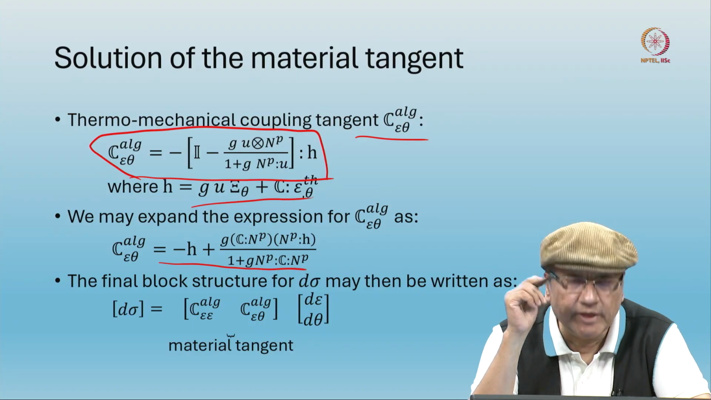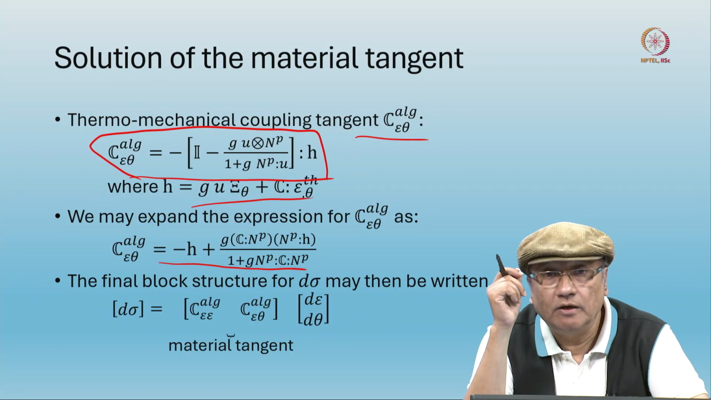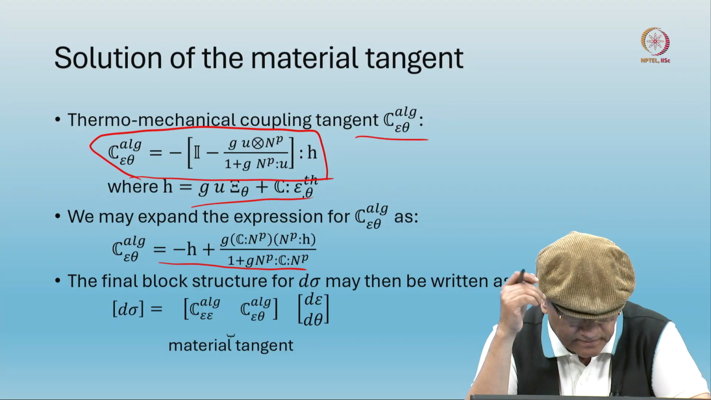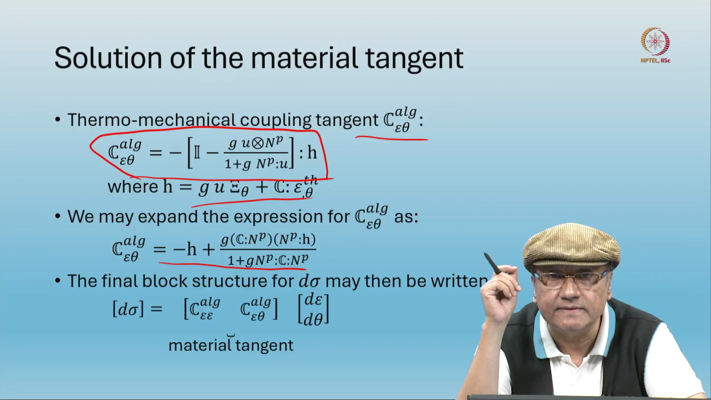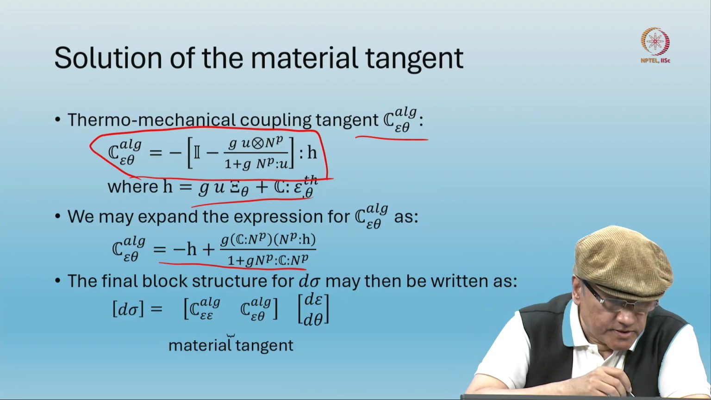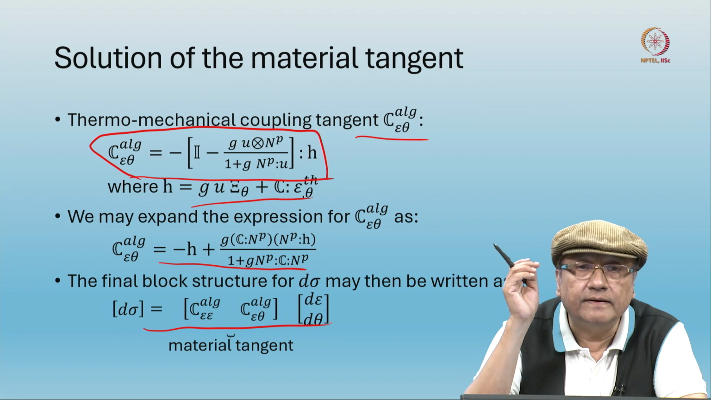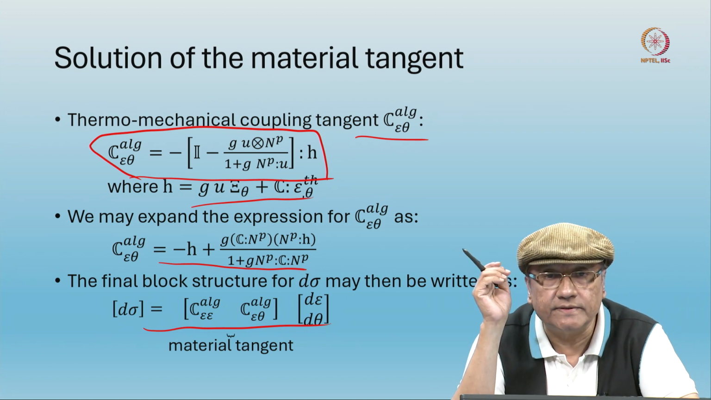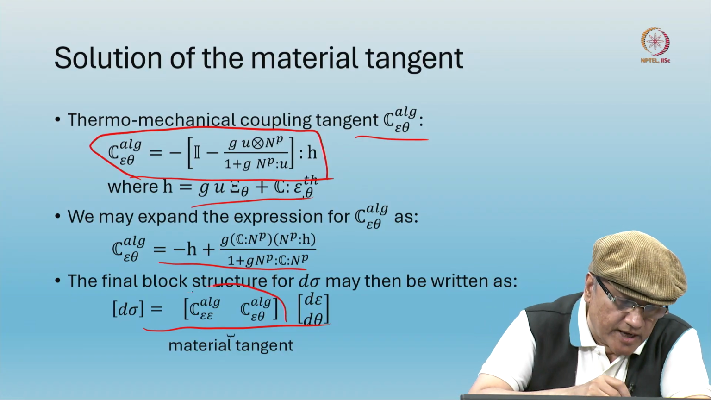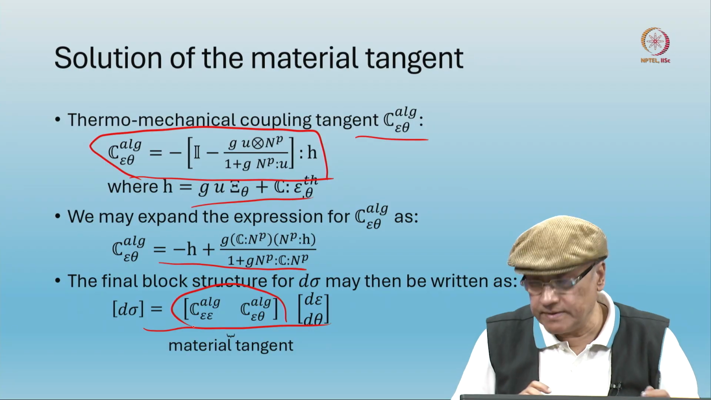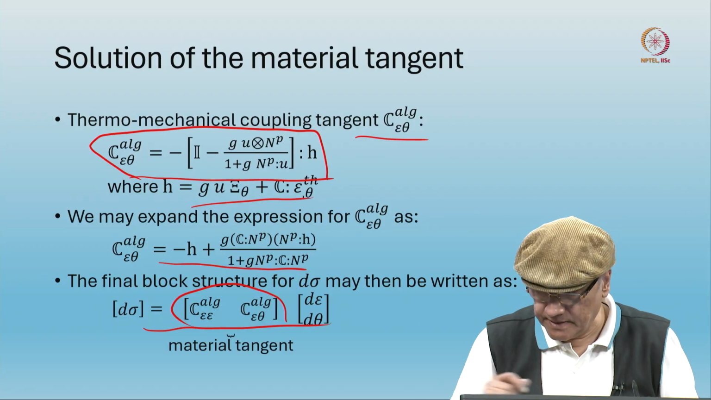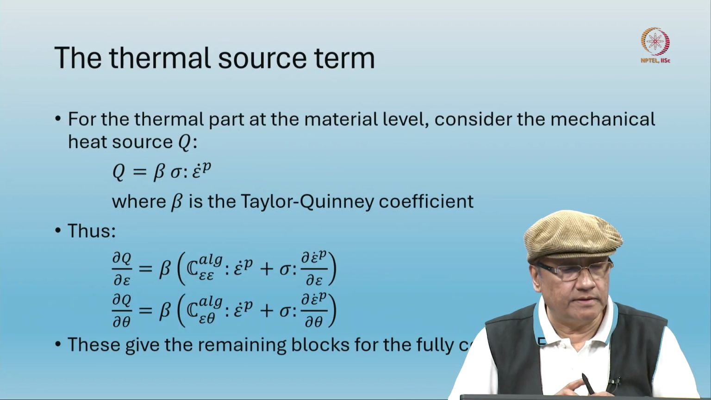Okay. So, therefore, the final block structure for the update d sigma, think of d sigma not just as a differential, but delta sigma. Similarly, d epsilon and d theta as delta epsilon and delta theta, some finite change increment. So, that is given by both these material tangents appearing. Okay. So, this together gives me the entire information on the material tangent, right. From this expression for the material tangent, we can write the tangent stiffness also.